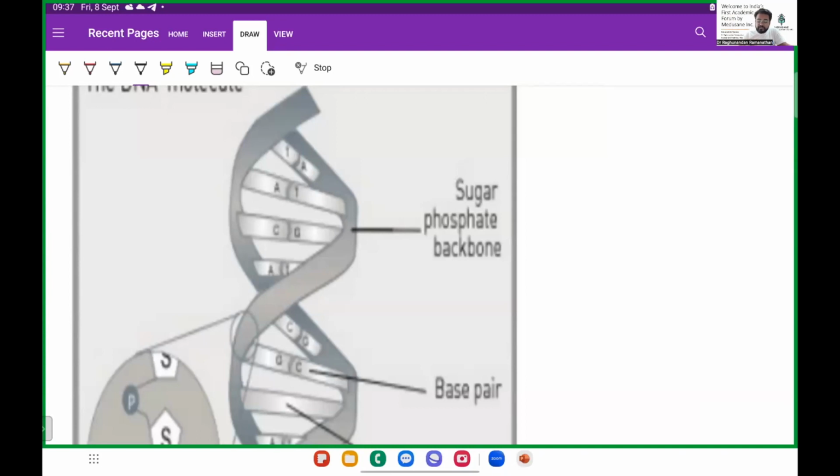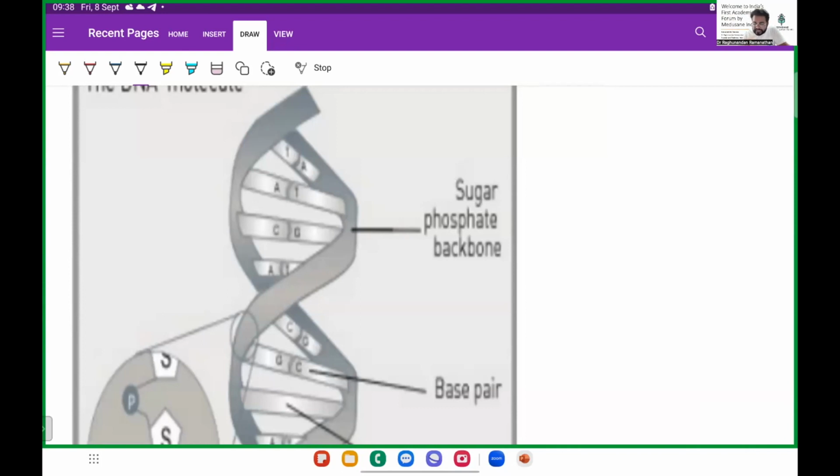And this is going to be called Chargaff's rule. Remember, Chargaff's rule is only applicable for DNA. It is not applicable for RNA. It is not applicable for single-stranded DNA. Okay, it is not applicable even for single-stranded DNA. It is applicable only for double-stranded DNA. And I want you all to remember this one particular thing.